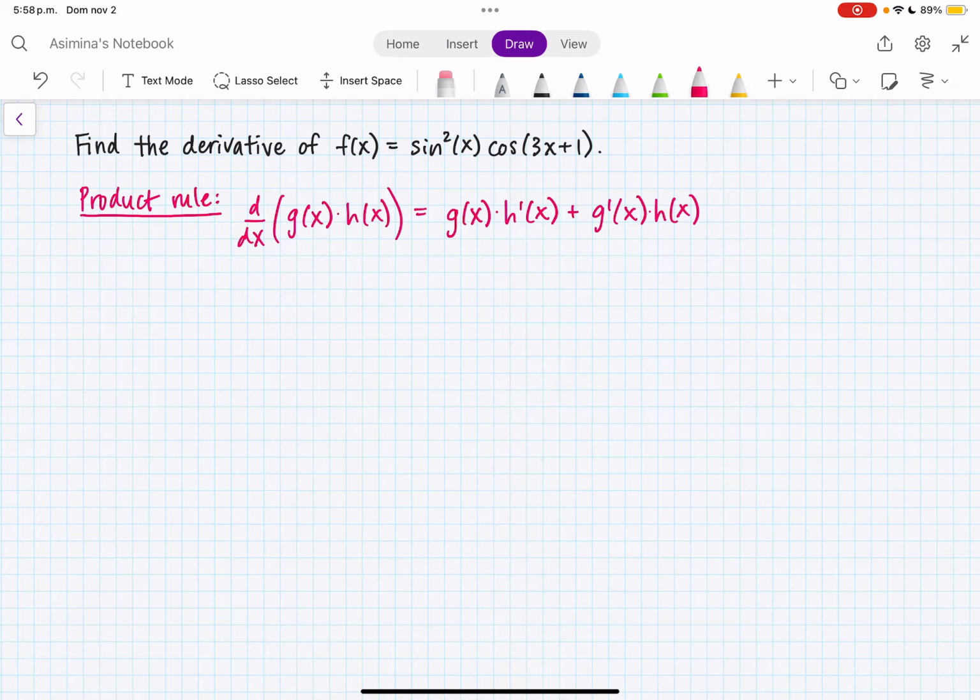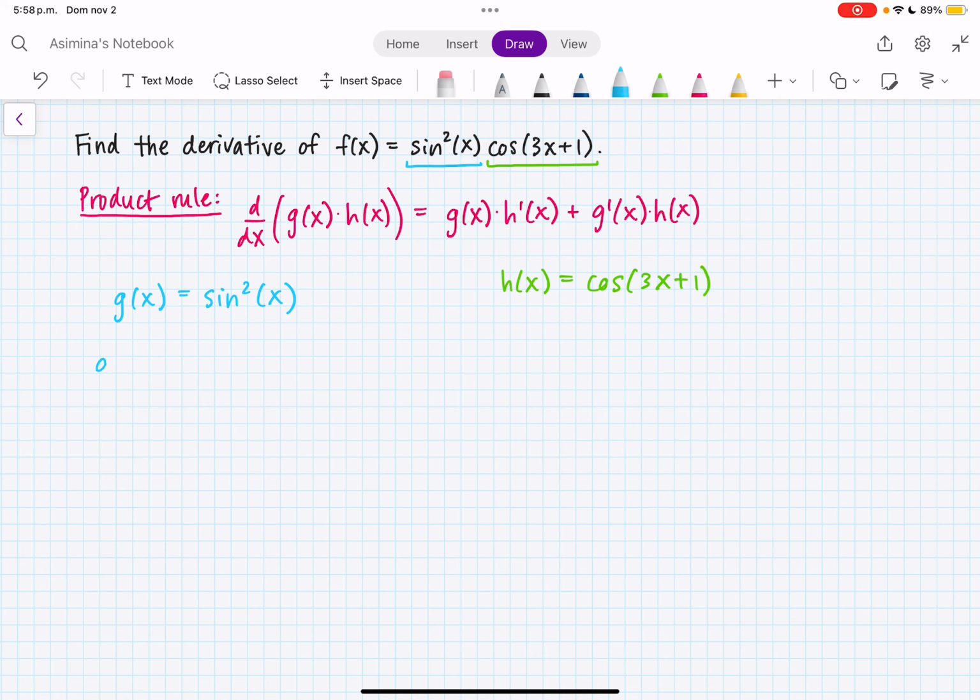So here we see that we have a product of two functions. What are our two functions? Well, we have sine squared of x, and then we have cosine of 3x plus 1. So let's call g of x sine squared of x, and let's call h of x cosine of 3x plus 1. Now let's find the derivatives of each of these functions.